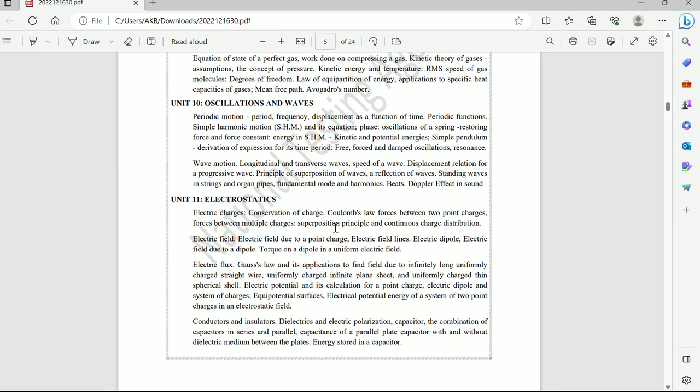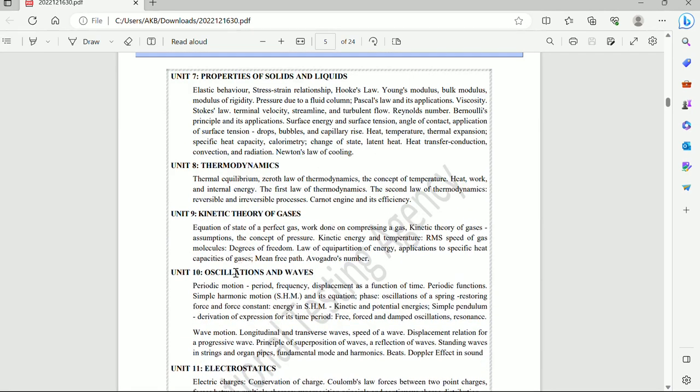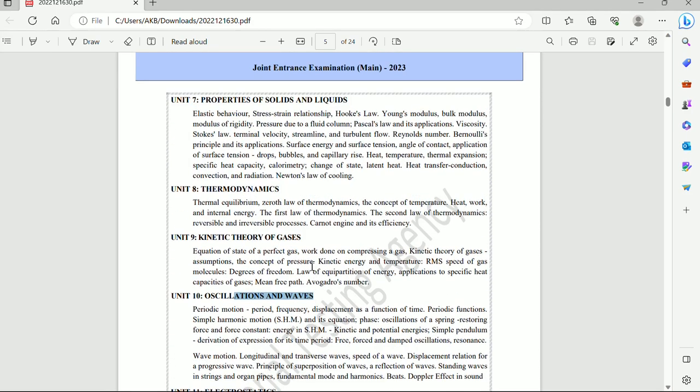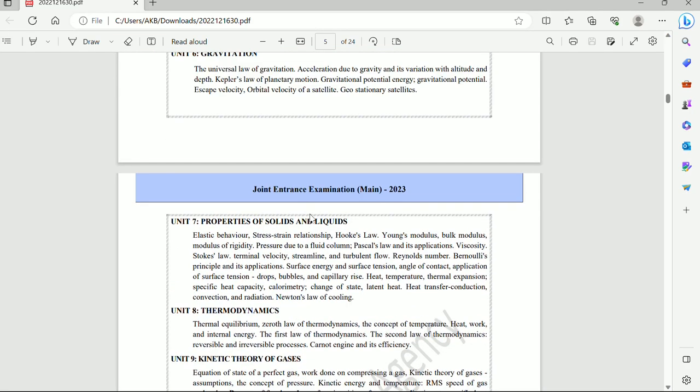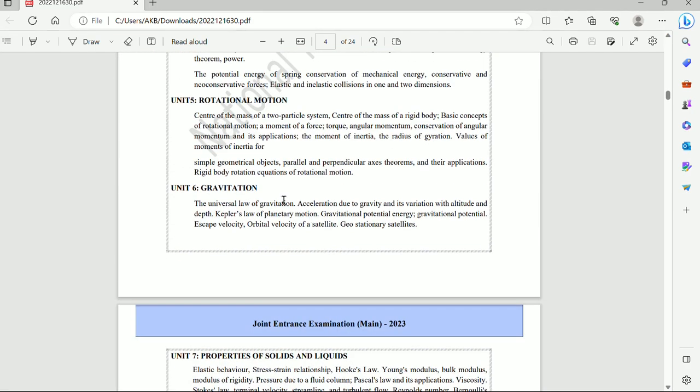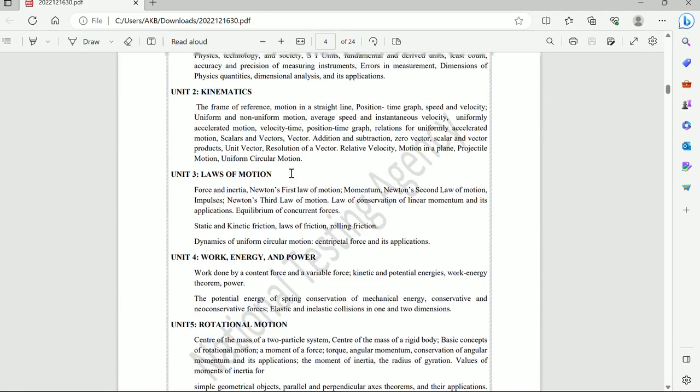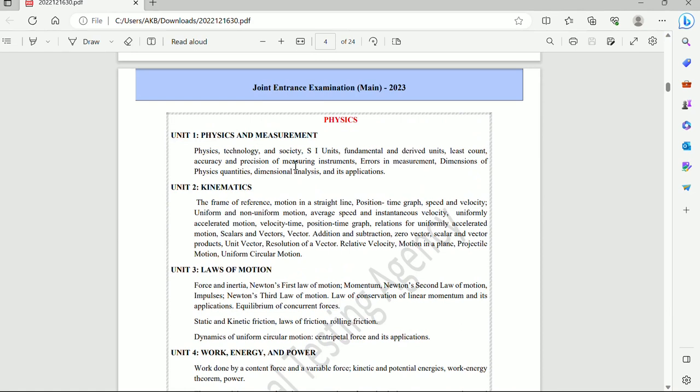Unit 10 is oscillations and waves, like periodic motion, SHM, resonance, wave motion, displacement relation for a progressive wave, principle of superposition, etc. Kinetic theory of gases, like equation of state, thermodynamics, properties of solids and liquids, gravitation, rotation, work, energy and power, laws of motion, kinematics, and the last is physics and measurement.